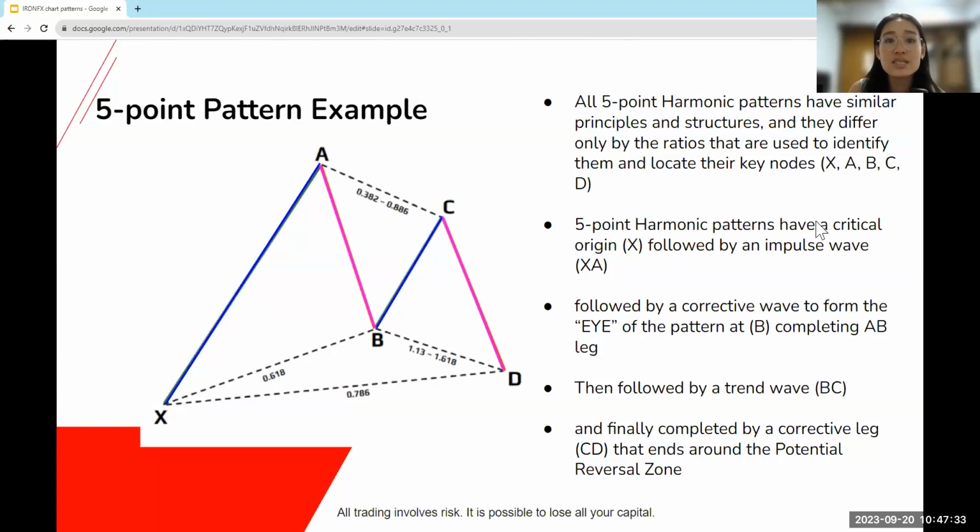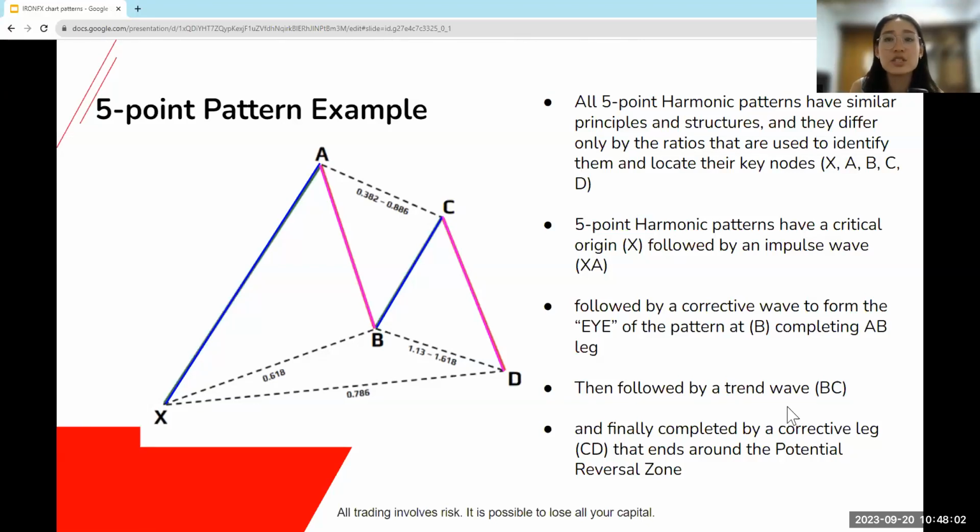In this case, we have X, A, B, C, and D, as I mentioned earlier. I've included the Fibonacci levels as well, just for your reference. From point A to C, it uses 38.2 to 88.6. X and B is 61.8, X and D is 78.6, and B to D uses more than 100% levels. But that's just for your reference.